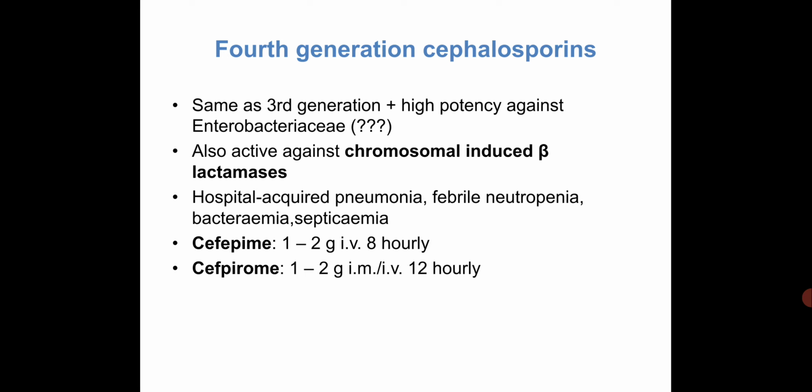Okay, so this is cefepime and cefpirome, 1 to 2 grams intravenously. Cefepime is given 8 hourly and cefpirome is 12 hourly. It is useful in various hospital acquired infections like pneumonia, febrile neutropenia, and septicemia. Okay, so it is a useful cephalosporin. And this fourth generation cephalosporin is also active against Pseudomonas.